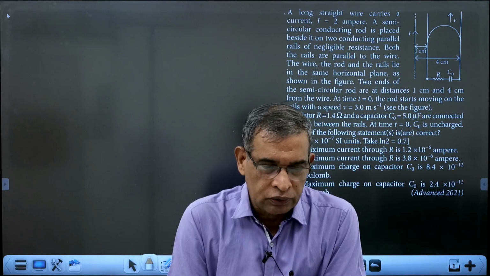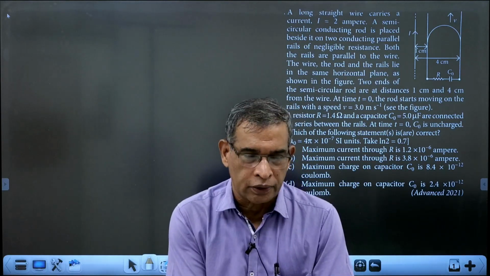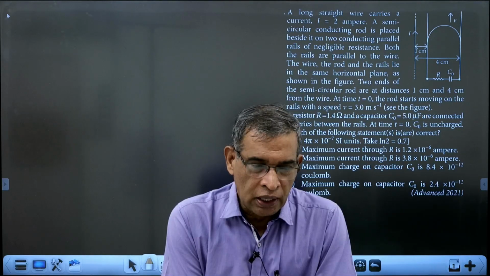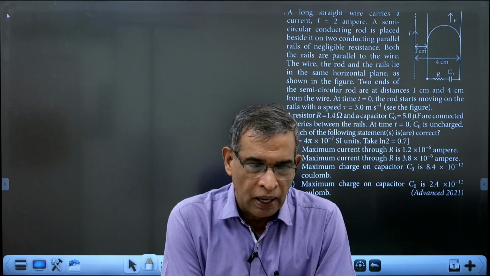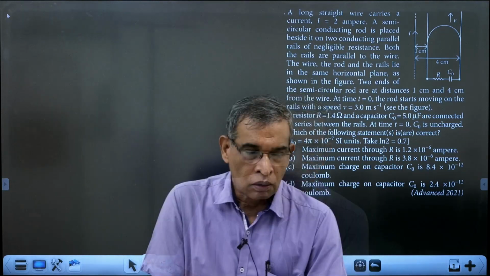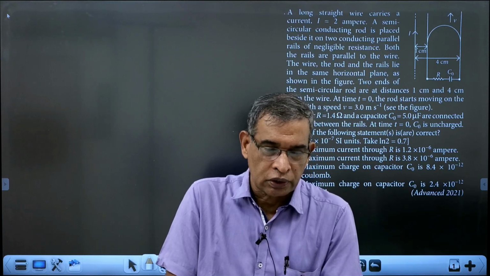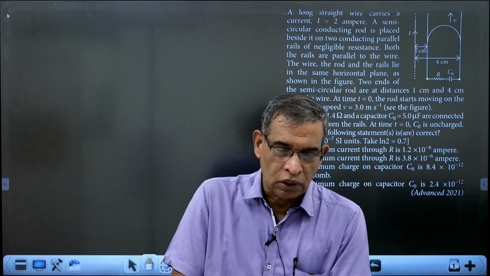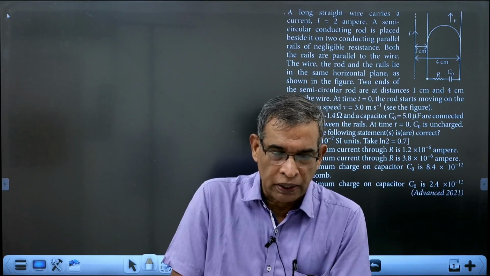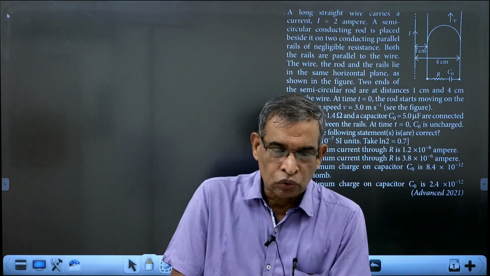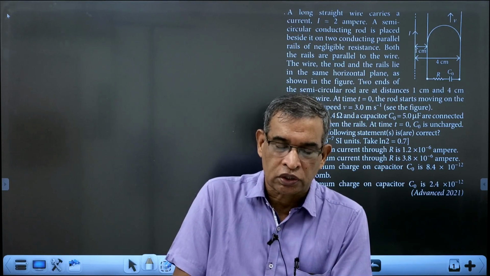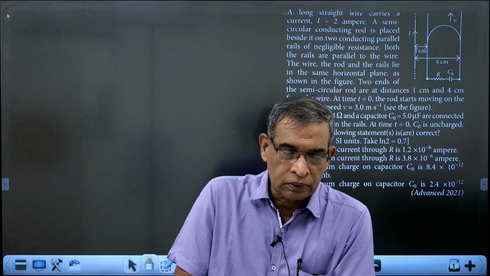A long straight wire carries a current I equal to 2 ampere. A semicircular conducting rod is placed beside it on two conducting parallel rails of negligible resistance. Both the rails are parallel to the wire. The wire, the rod and the rails lie in the same horizontal plane as shown in the figure. Two ends of the semicircular rod are at a distance 1 centimeter and 4 centimeter from the wire.